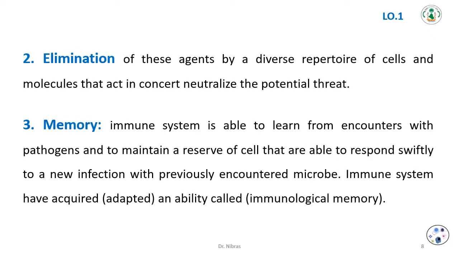The second step is the elimination step. Elimination of these agents by a diverse repertoire of cells and molecules that act in concert neutralizes the potential threat. The third step is memory. Creating a memory in the immune system: the immune system is able to learn from encounters with pathogens and to maintain a reserve of cells that are able to respond swiftly to a new infection with a previously encountered microbe. The immune system has acquired an adaptive ability called immunological memory.